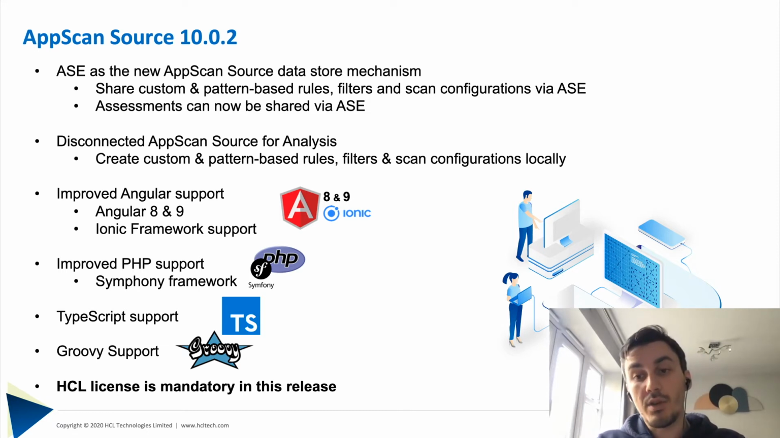Additionally to this, we are looking to do more for the DevOps space, so we added a few more languages, as you got used to by this point. We have been improving our Angular support. We are now officially supporting versions 8 and 9, and we added support for the Ionic framework. So if anyone is doing cross-platform mobile development using the Ionic framework, this is also available in AppScan Source.